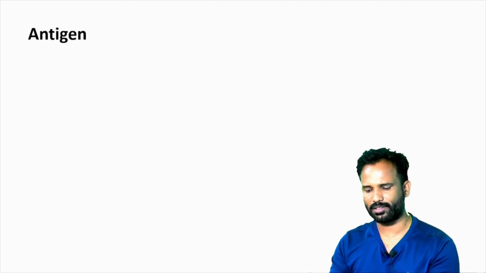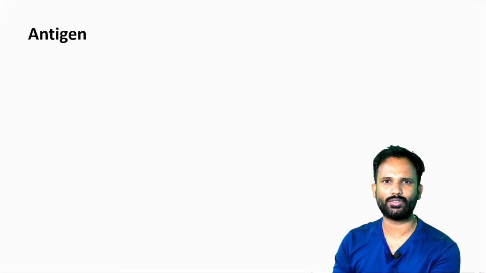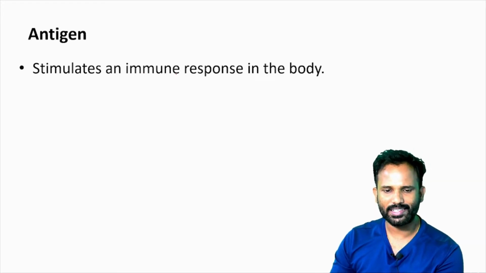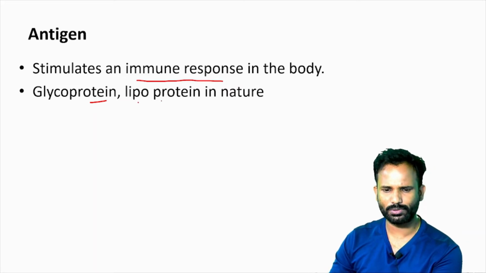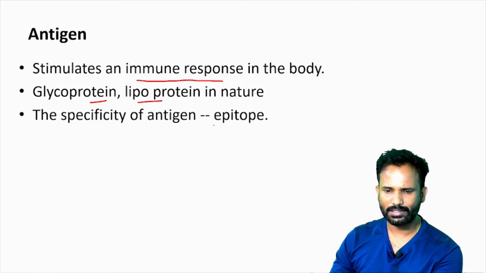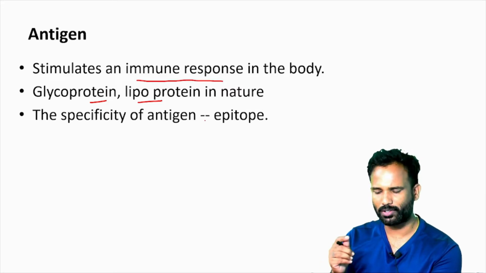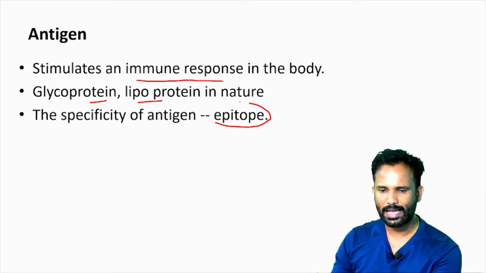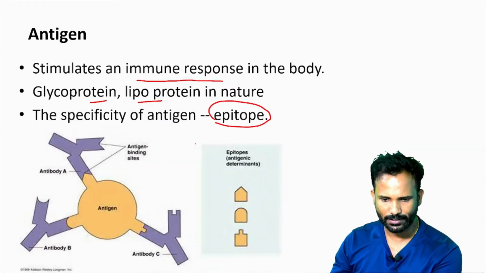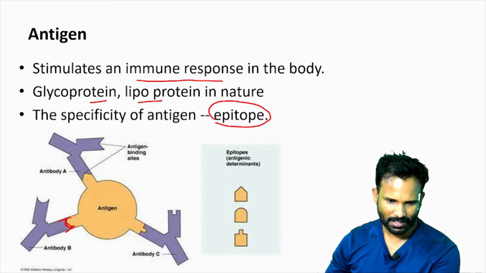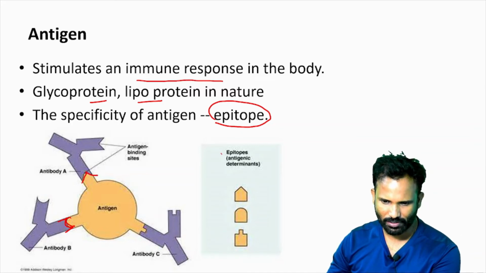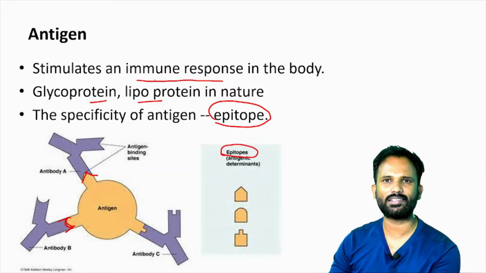And before going to the actual immunity, we should know what is an antigen and what is an antibody. So antigen is the one which stimulates immune response. And it may be a protein, either combined with sugar, a glycoprotein, or a lipoprotein. And every antigen is specific because of a specific region called the epitope. We can see here the antigen is having a shape and the antibody is having a similar fitting shape. And similarly here. So this region is called antigen determinants. We call them epitopes.